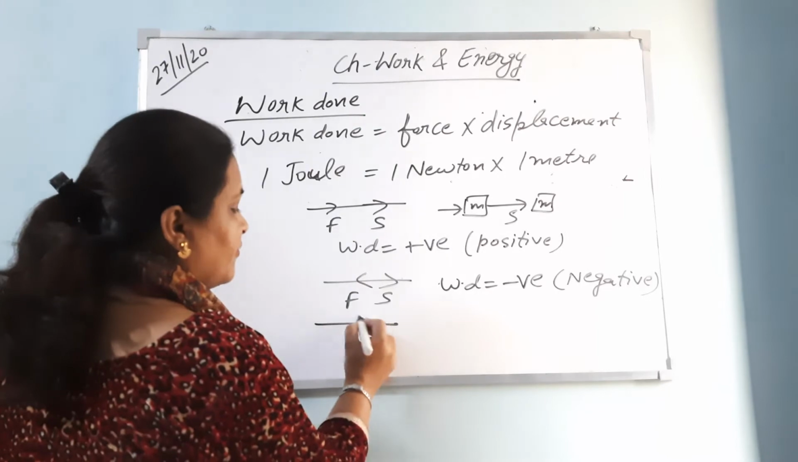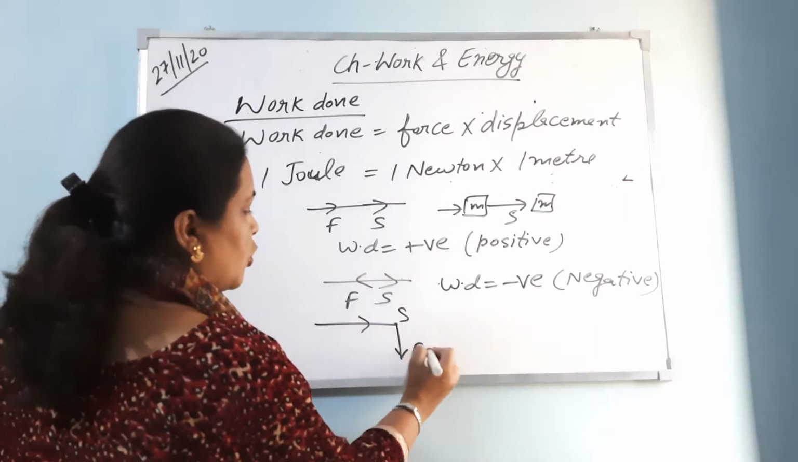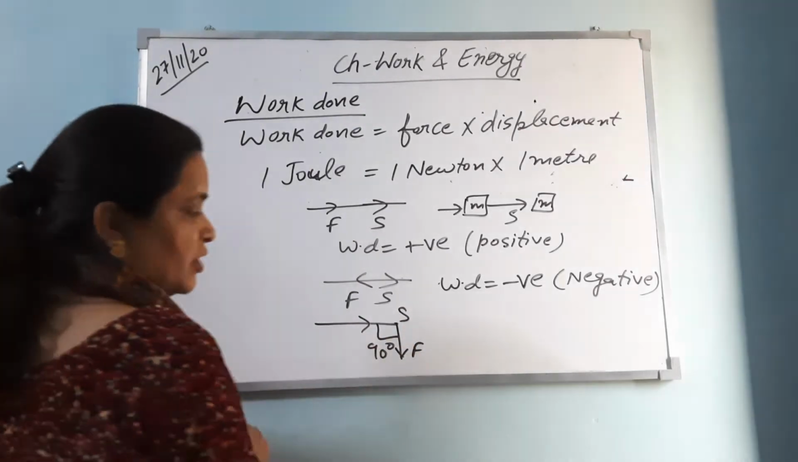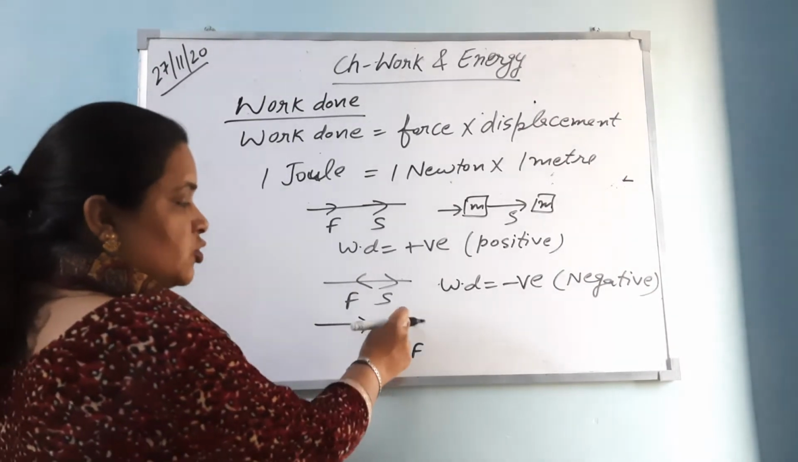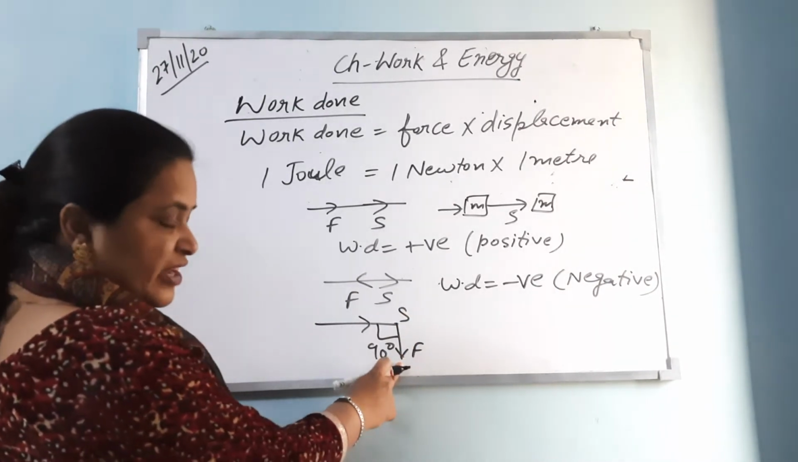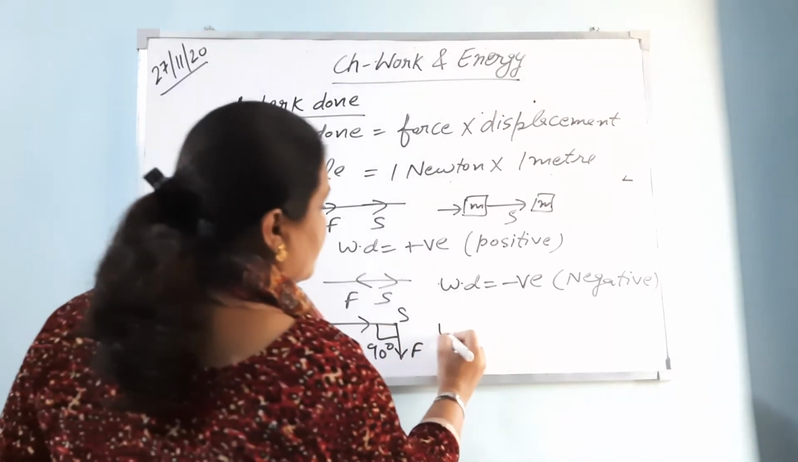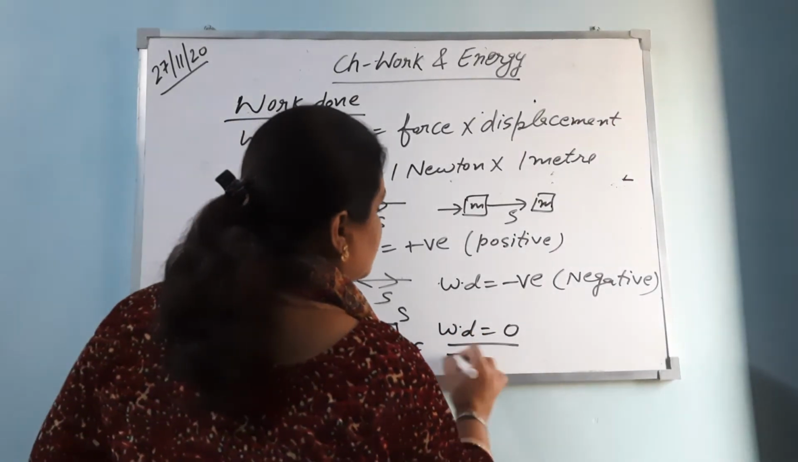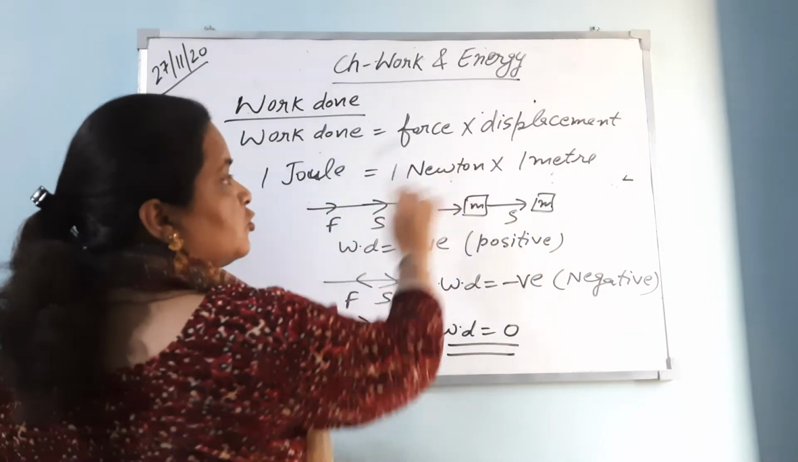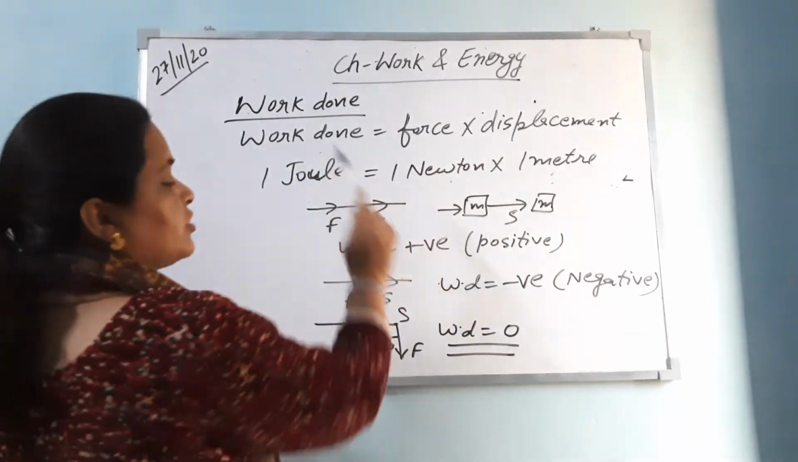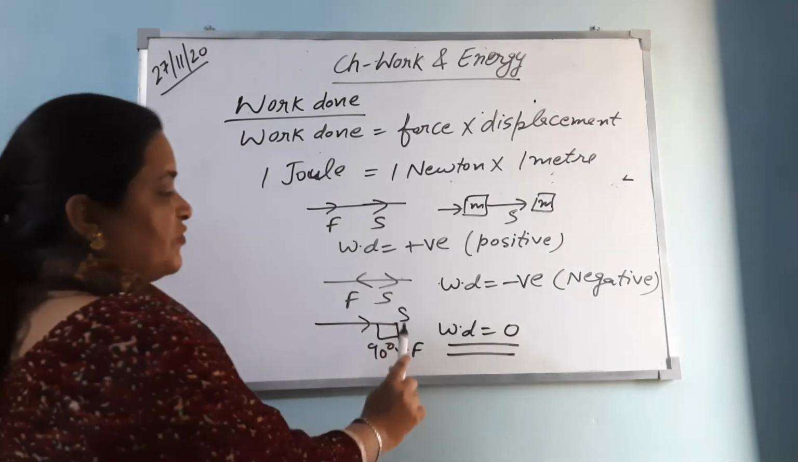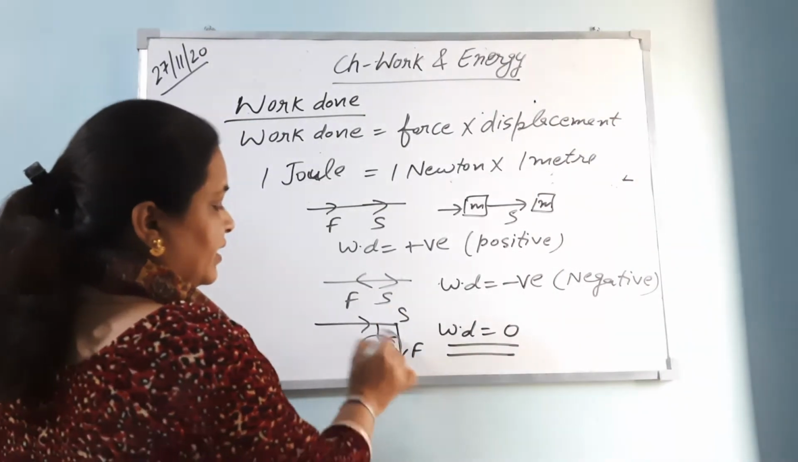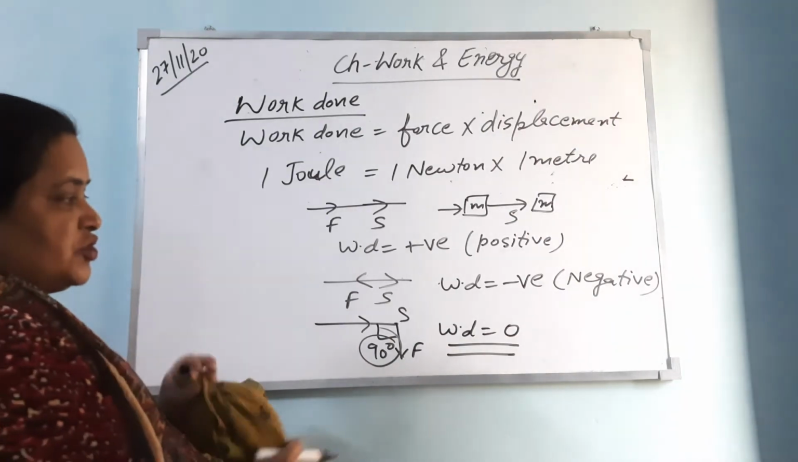And if S and F are perpendicular to each other, like a body moving in a horizontal direction, what is the amount of work done by the gravitational force on that body? We will say that work done is 0. Earlier we said force into displacement, if any quantity is 0 then work done is 0. In terms of angle, if the angle between force and displacement is 90 degrees, then work done is 0.